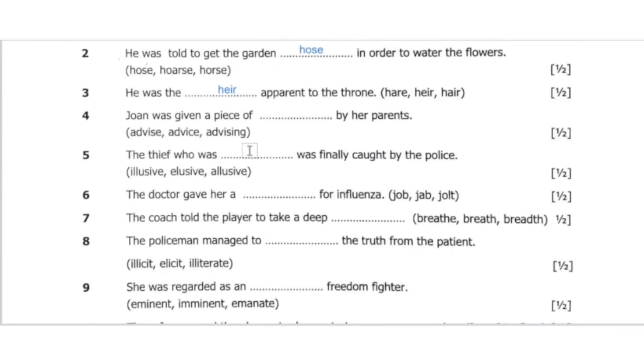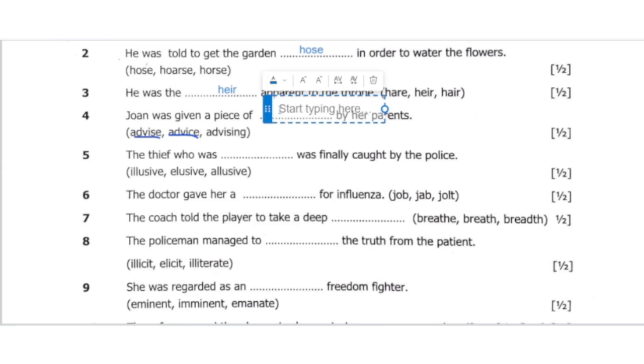Number four. Joan was given a piece of dash by her parents. So we have advising. First of all, let me explain. This one is a verb, and this one is a noun. So the mother gave this person advice, which is a noun. It's more or less like they gave him something. So here what will be correct is a noun, which is advice.